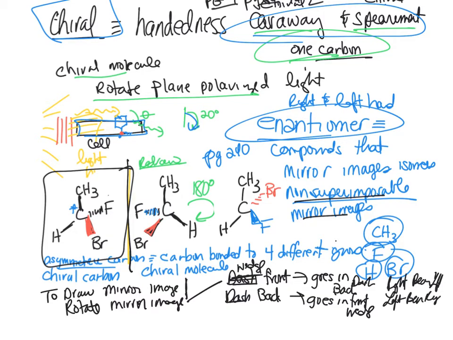So you see that right here, the CH3, the hydrogen's on the right, and when you rotate this, now the hydrogen's on the left. So what is on the right becomes left. The bromine was on the wedge, now becomes the dash. The fluorine, which is on the dash, becomes the wedge.